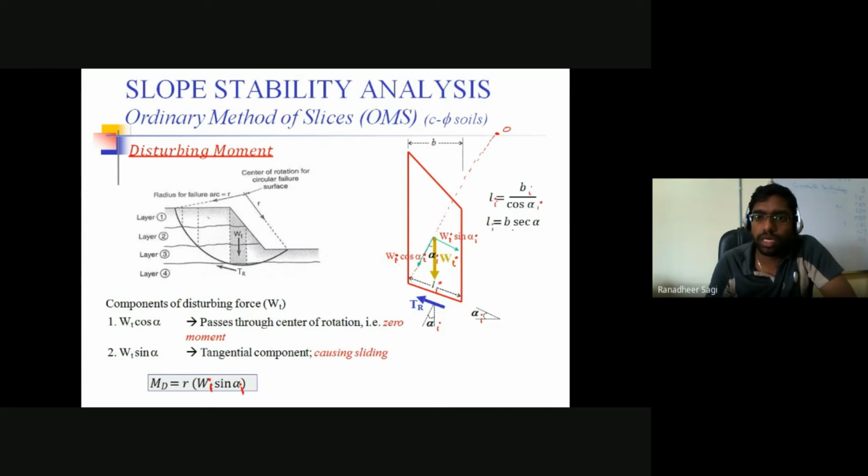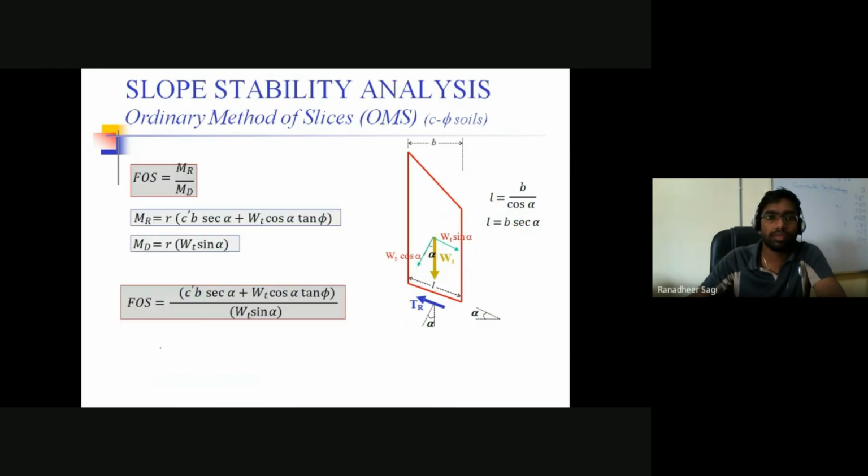Yeah, I'm just indicating my notations in terms of alpha i, bi, li, and wi. So even the wi indicates the weight of that ith slice that I am looking at. So resisting moment is known, driving moment is known. So you can simply put them into the expression of your factor of safety, and you will be getting the expression for your factor of safety like this.